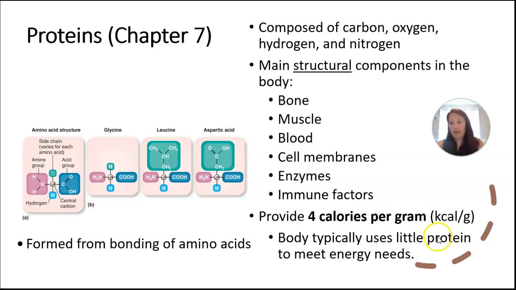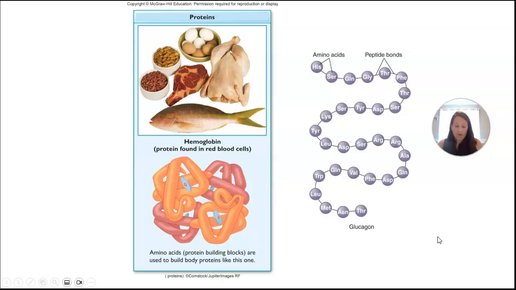That's calories per gram. Okay, where do we get protein from in our diet? Protein-rich foods include things like nuts and beans, meat, fish, poultry, eggs, dairy, right? Yogurt, milk, all high in protein. Tofu, lentils, beans. So, there's a lot of really protein-rich foods.